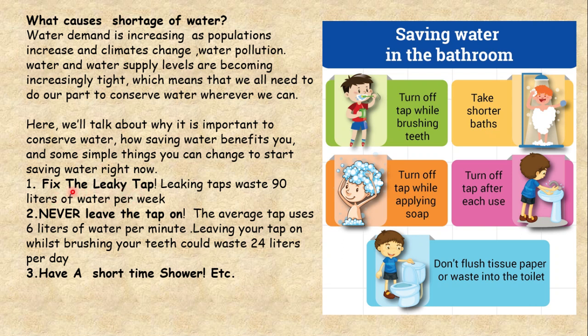Number one, fix any leakage problem, like in the tap or anywhere else, because it wastes an estimated 90 liters of water per week. And never leave the tap on while doing other tasks like brushing your teeth. It also wastes water. Take a shorter time in the shower, and you can also list other activities where we waste water. So we have to save water by taking some steps.